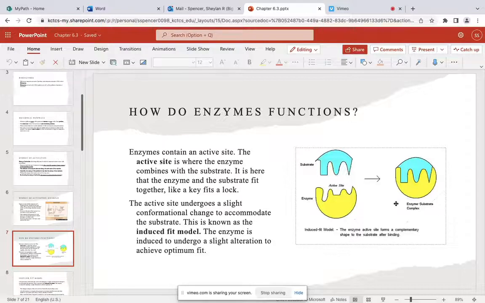So we know about enzymes, we know what they are, we know what they do, but how do they function? I remember learning this in school. It was very complex, at least I thought it was at the time, but I found a really nice picture to kind of illustrate this.